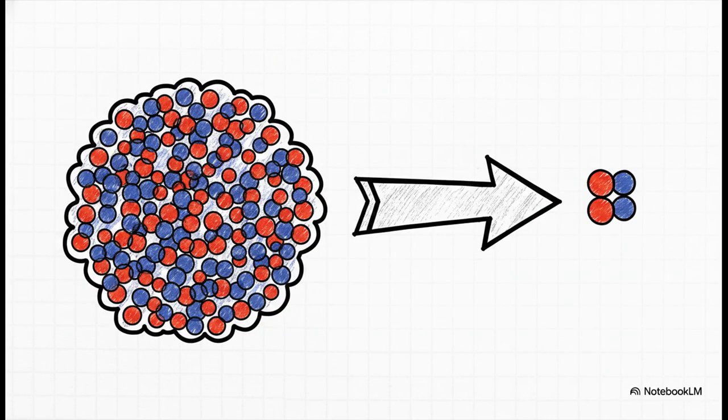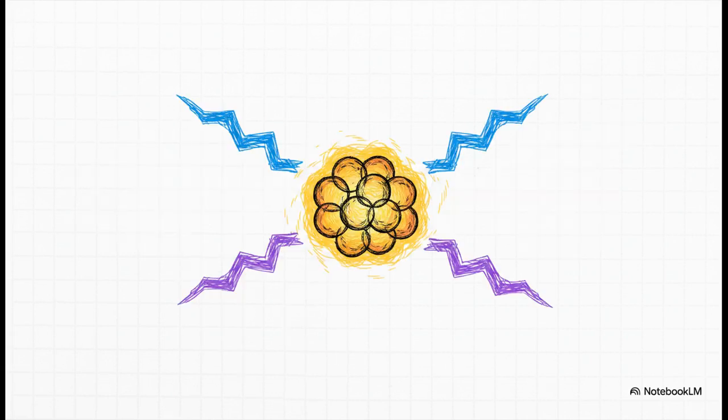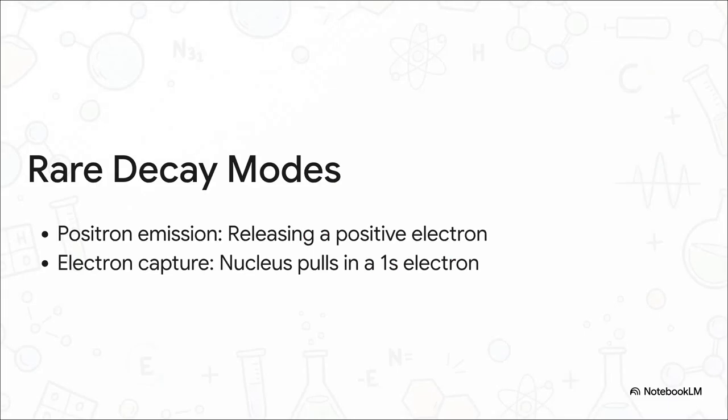Kind of like tossing cargo overboard, alpha emission ejects 2 protons and 2 neutrons to stabilize heavy elements. Beta emission is way wilder. A neutron literally transforms into a proton, shooting out a high-speed electron. Then there's gamma emission. It's pure, massless energy blasting out intense radiation alongside other types of decay. You even have rare modes, like spitting out a positive electron, or a nucleus consuming its own electron.